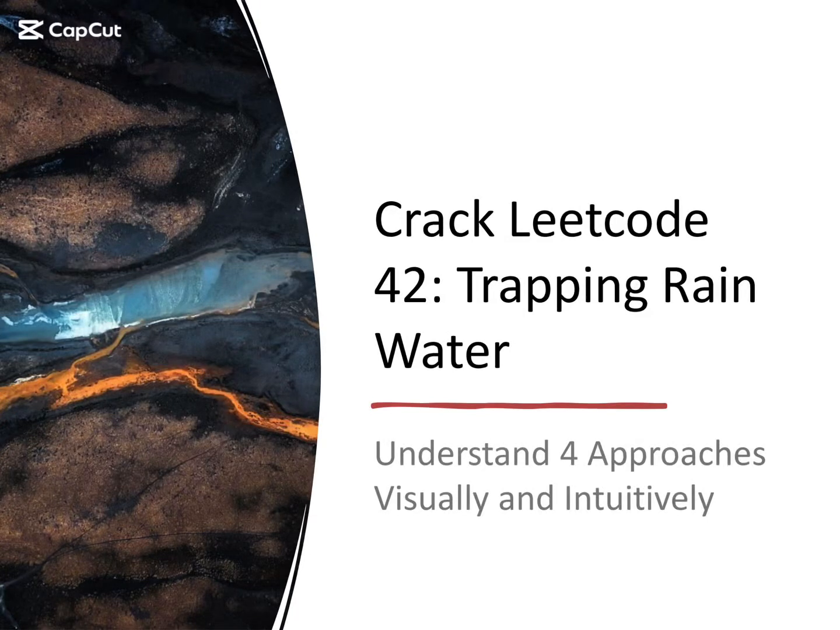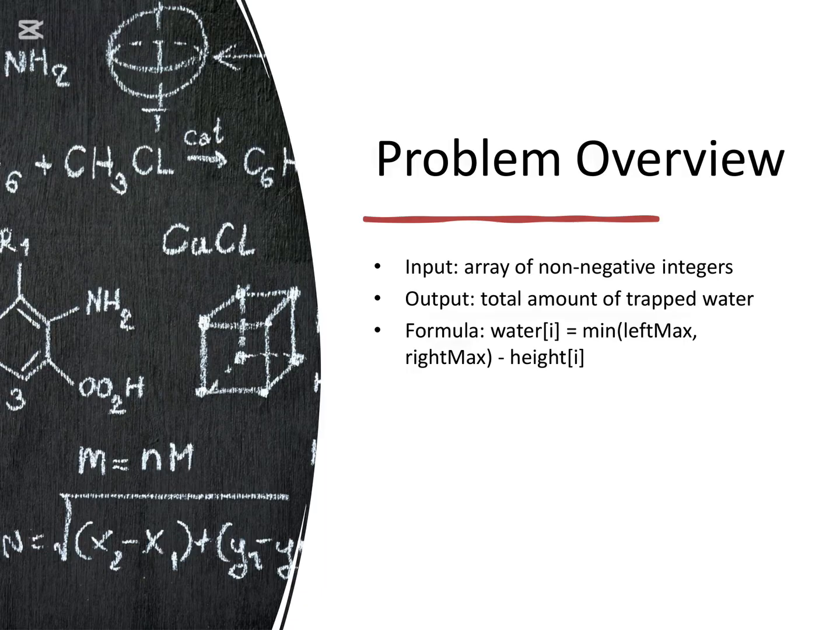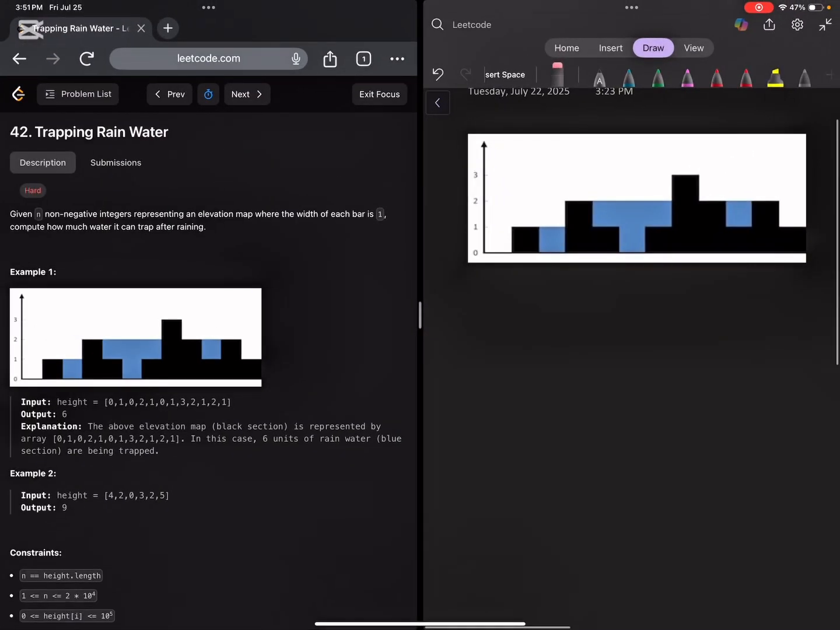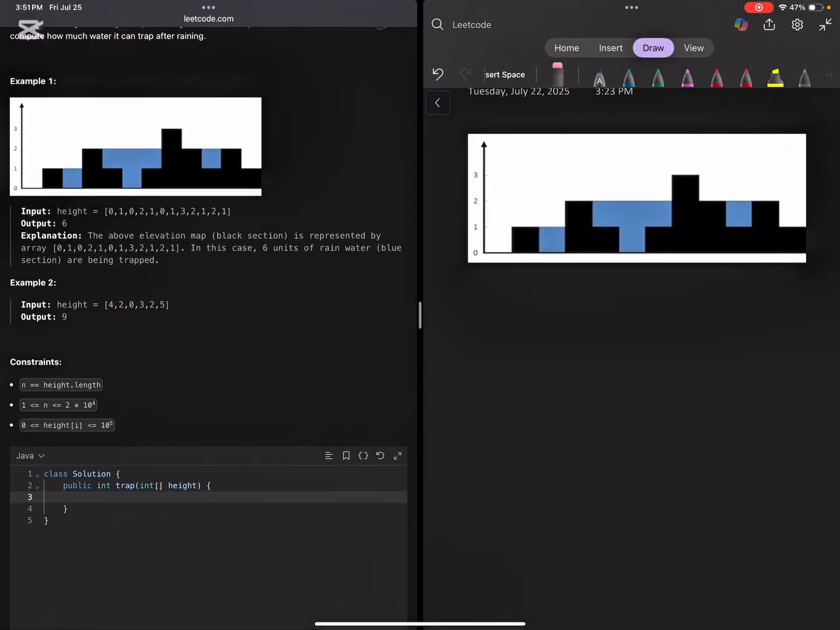Hello folks, today we are solving Leetcode 42, Trapping Rain Water. This is one of the most classic problems asked during the coding interview. So let's look at the input first. We're given a list of arrays. Instead of staring at those numbers, we can visualize this in a graph.